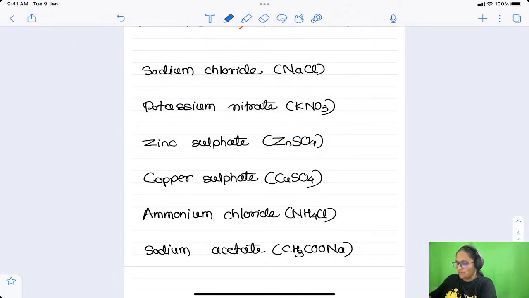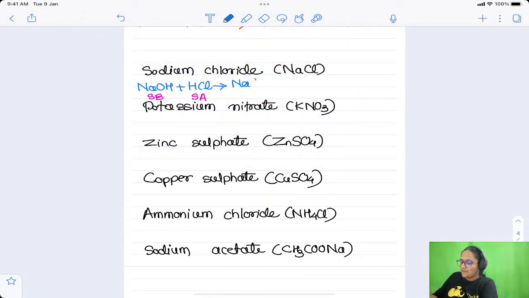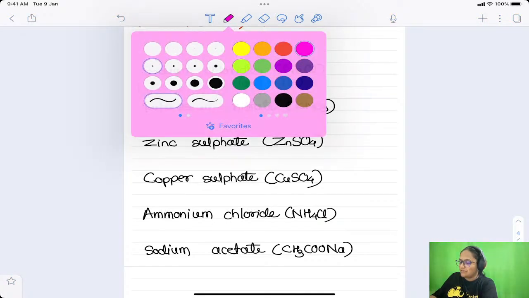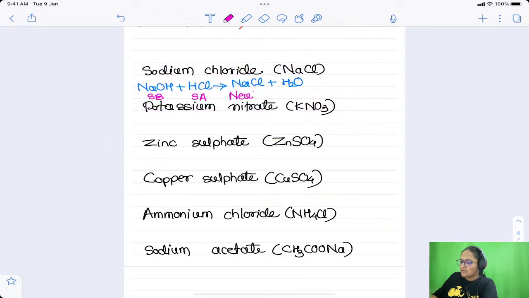Let us start with the sodium chloride. NaCl is the formula. So NaCl will be formed by using the reaction of NaOH and HCl, right? NaOH is a strong base, HCl is a strong acid. So when we are treating strong base with the strong acid, we are getting NaCl and water, right? So combination of strong base and strong acid will result into neutral salt. NaCl is a neutral salt because it is the combination of strong base and strong acid.